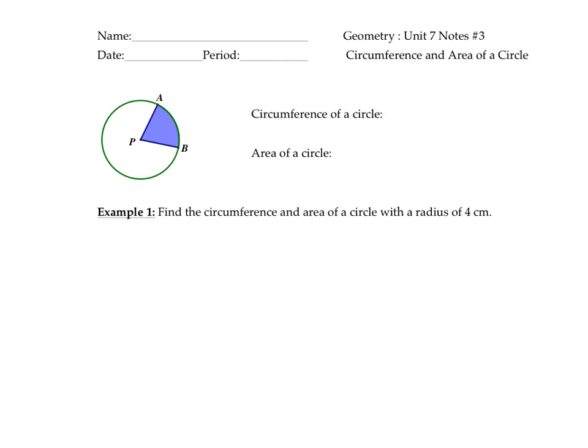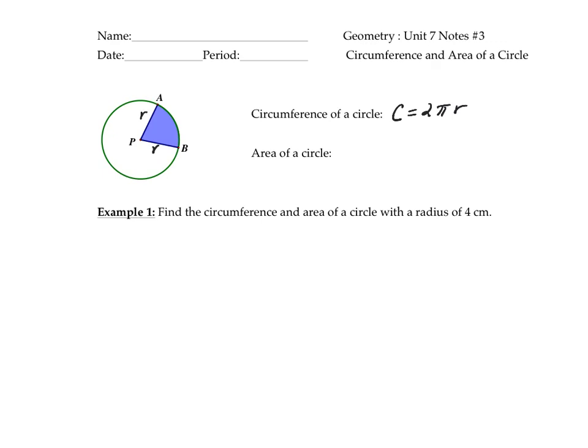Hi everyone, today we have some quick notes from Unit 7, notes number 3 on circumference and area of a circle. Now it's my hope that both of these formulas are a review for you. The first one, circumference of a circle, can be written as circumference equals 2 times pi times the radius.